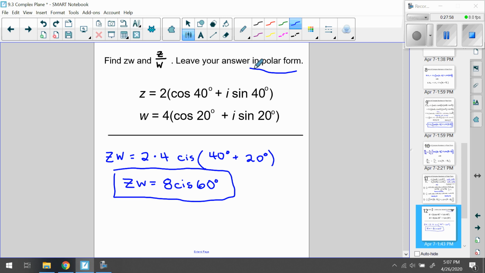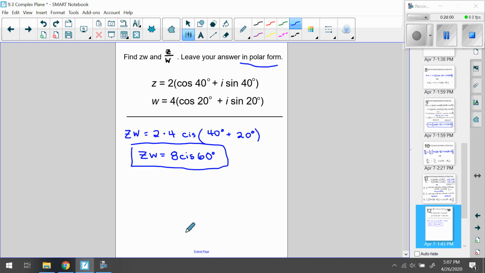So since it asks us to put it in polar form, we're done with the product. And then the quotient, we'll do the same thing. We'll just say Z over W equals 2 over 4. So this time we divide the 2 R values, and then we say times cis, the difference of the 2 angles. So this time, instead of 40 plus 20, we'll do 40 minus 20 degrees.